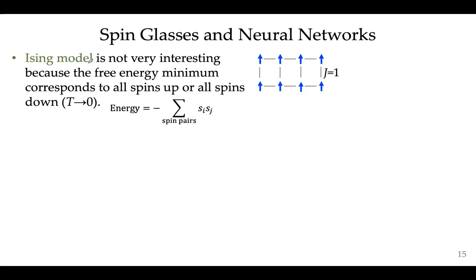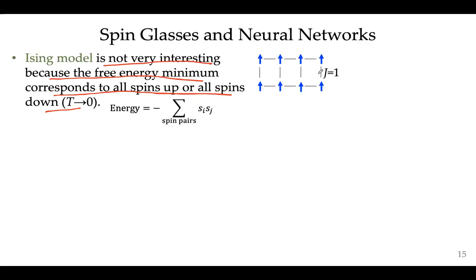Okay, so the Ising model, as you saw, is not really interesting, because the free energy is minimum in the case where all the spins are up or all the spins are down. So when you go to zero temperature, one of the minima, if you remember the free energy, is for all the spins up, and the other one is all the spins down.